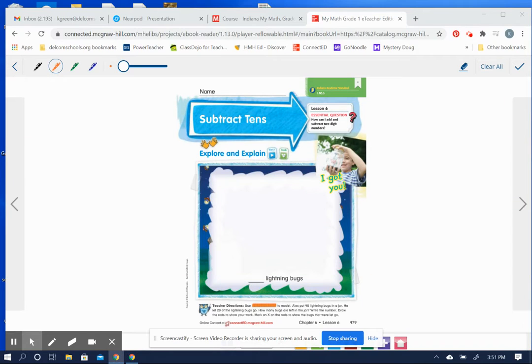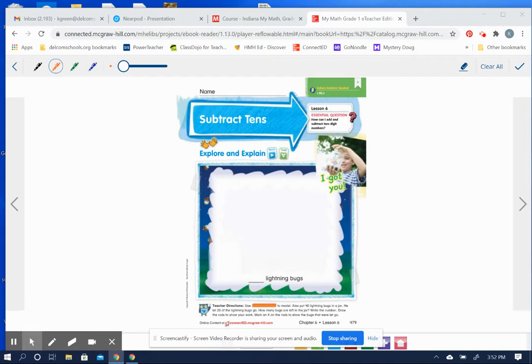Hello, boys and girls. Well, as you know, the last several days we have been adding two-digit numbers. Today we're going to start talking about subtracting two-digit numbers, and we're going to start by subtracting tens.